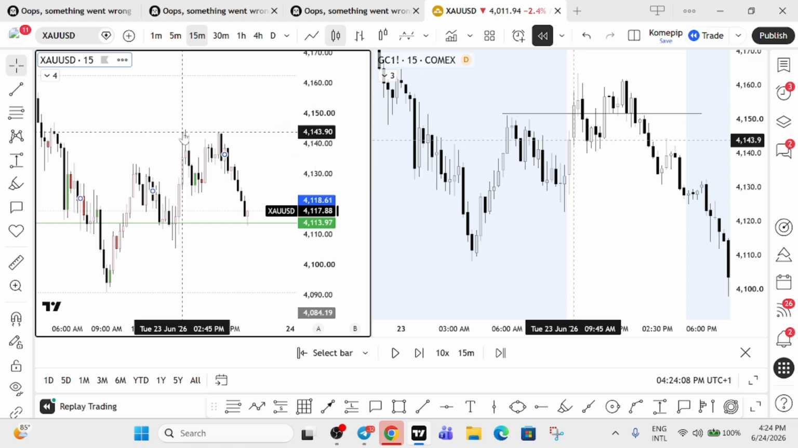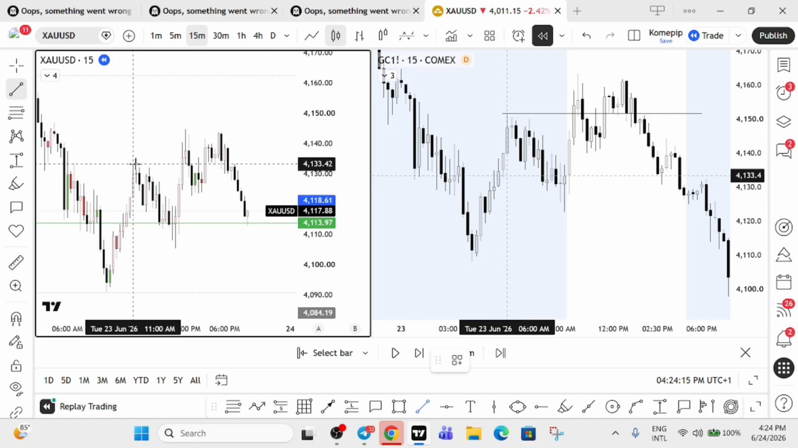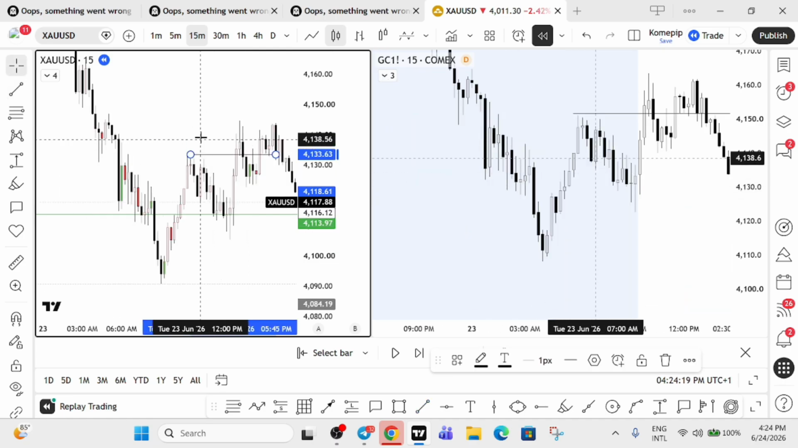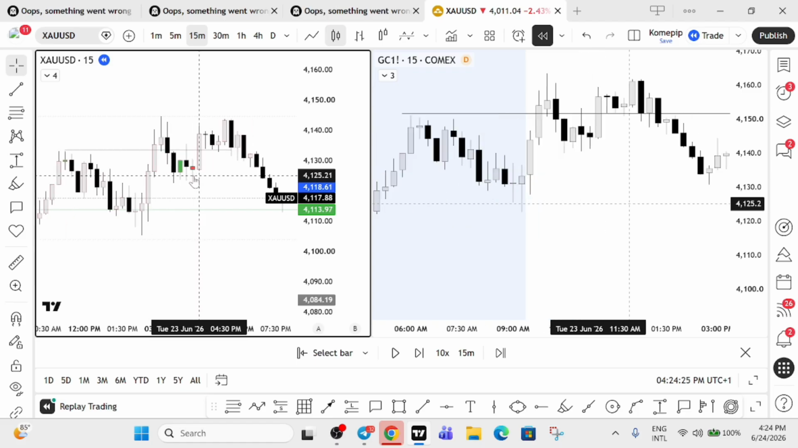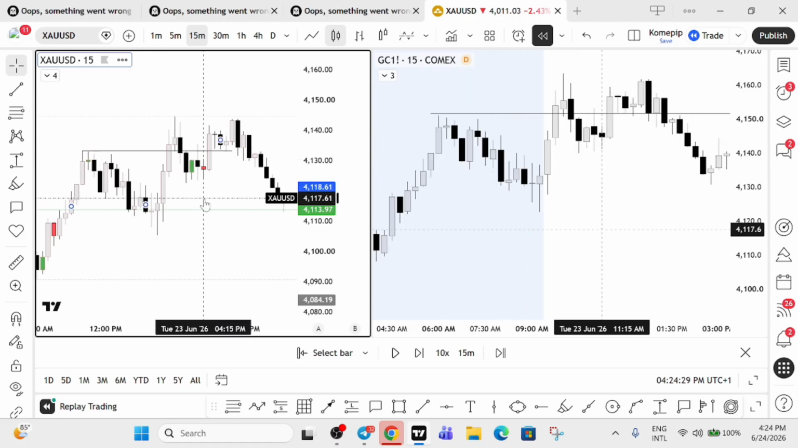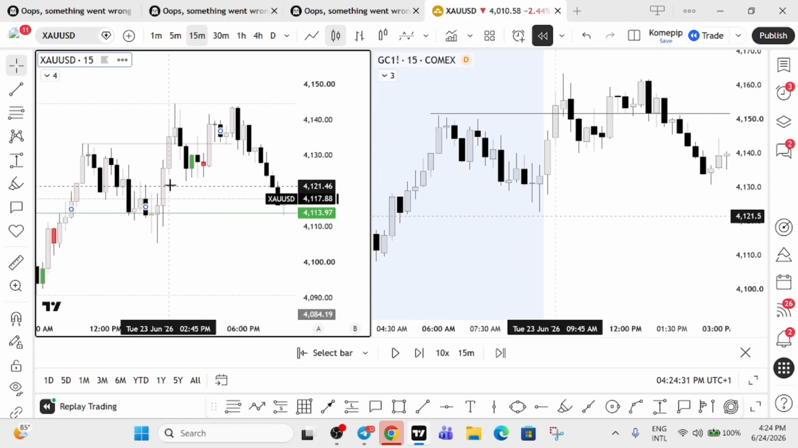You see what's showing here? Let's do it together. It's showing that there is a break of structure here. Yes, these two are showing the same thing. But don't worry, I will drive my point and you will understand what I mean.